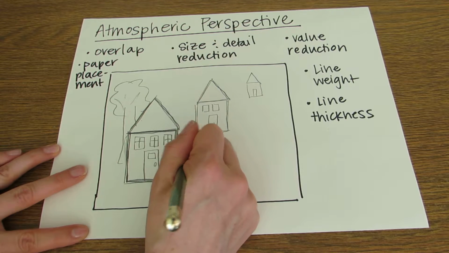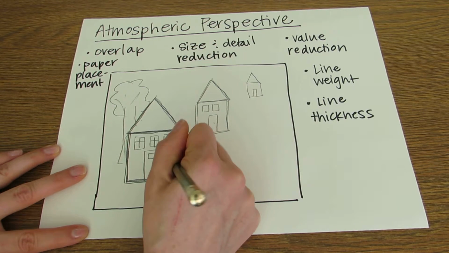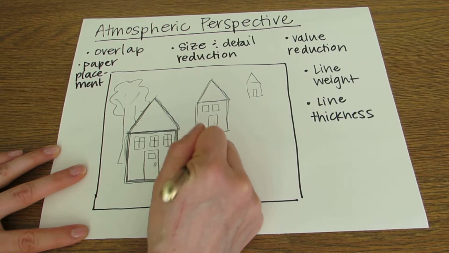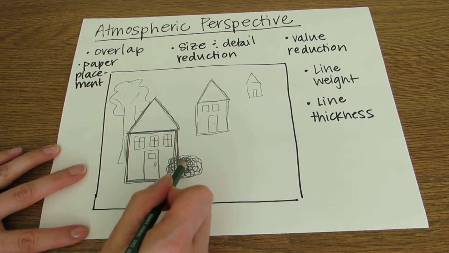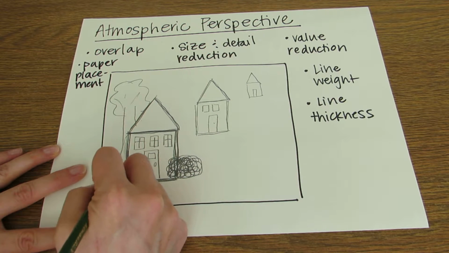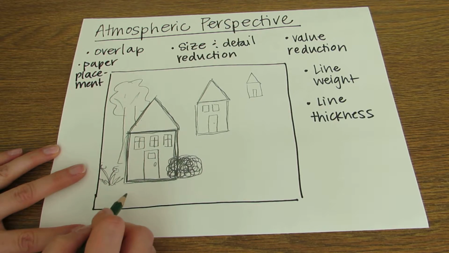Maybe there's a bush in the front of this house. Again, I'm using overlap here. I'm overlapping the bush with the front of the house to show that it's in front of the house, not behind the house. Maybe I wanted to draw some other grasses or flowers or things like that by the house.